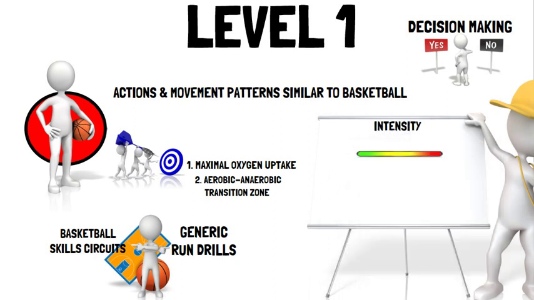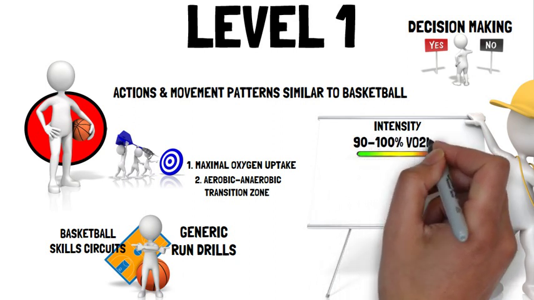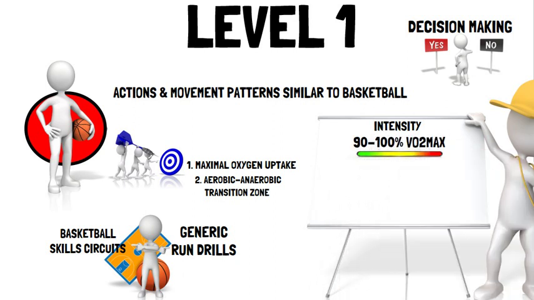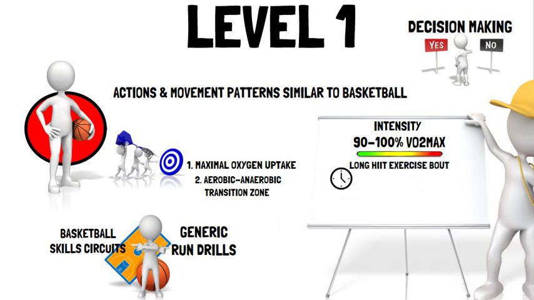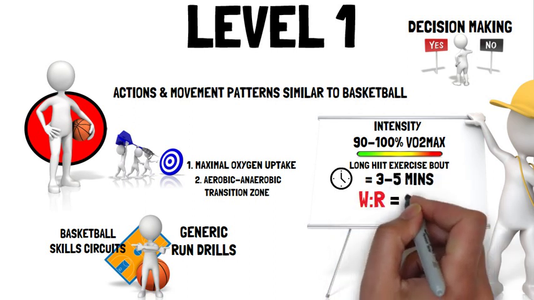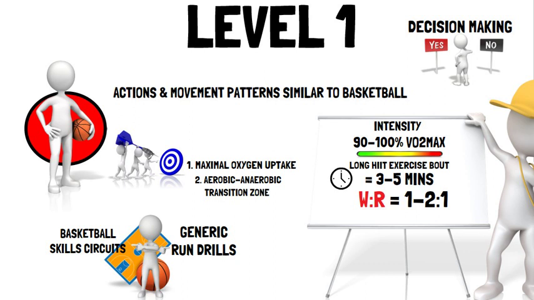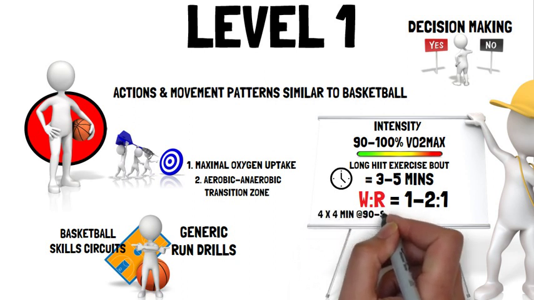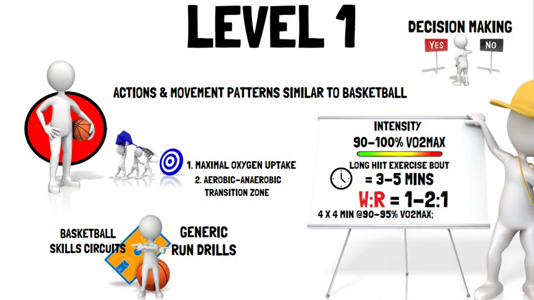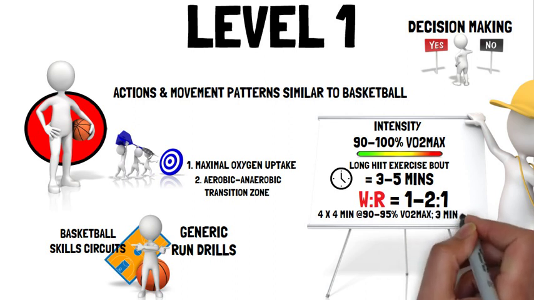Exercise intensities should range between 90 and 100% of VO2 max, and the long HIT method is recommended to achieve this. The duration of the long HIT exercise bout is recommended to be between 3 to 5 minutes, and the work-to-rest ratio being between 1/2 to 1. An example of a long HIT session is 4 times 4 minutes at 90 to 95% of VO2 max, with 3 minutes of rest between each interval.